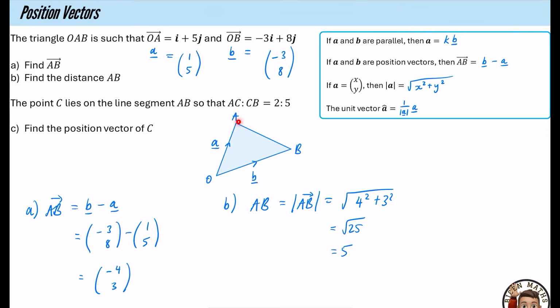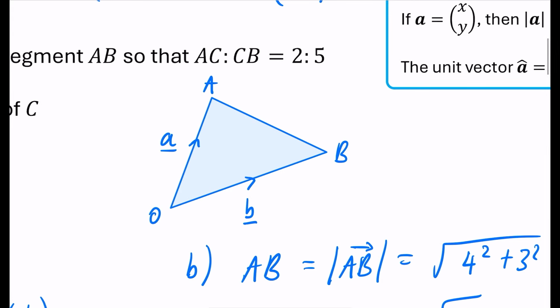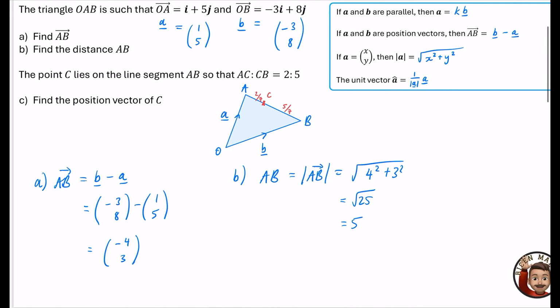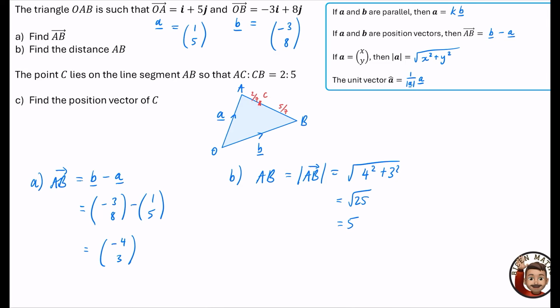So what we're really saying here is the length of this line AB is just 5. We then get a new piece of information. It says that the point C lies on the line segment AB, so that A to C and C to B is in the ratio 2 to 5. So it's probably going to be somewhere over here like this, where this is a 2 and this is a 5. In other words, there are 7 pieces altogether. So that is 2/7 of the way along to C, and that is 5/7 of the way along that line AB that we've got there.